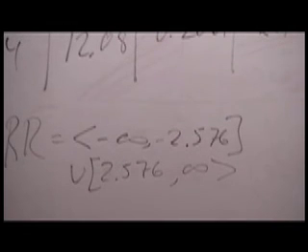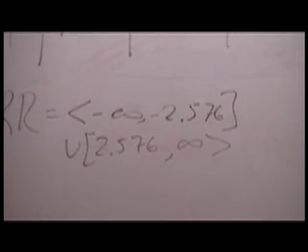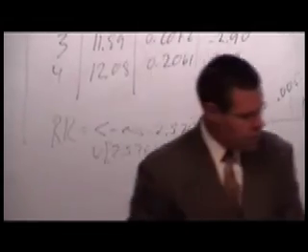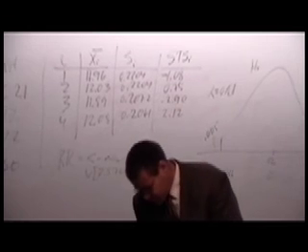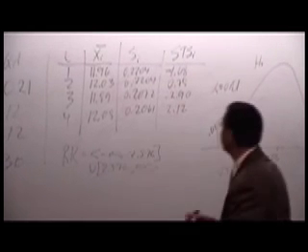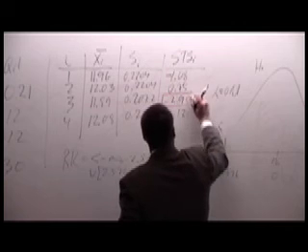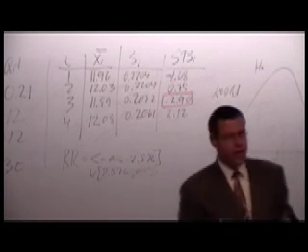Okay, now knowing the rejection region, take another look at our standardized test statistics. Do any of these fall in the rejection region? The third one. Right. For the third sample, we reject the null hypothesis.